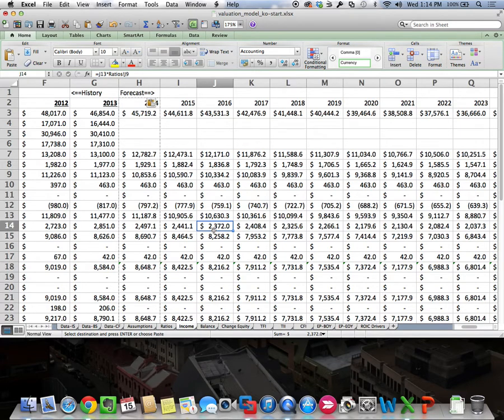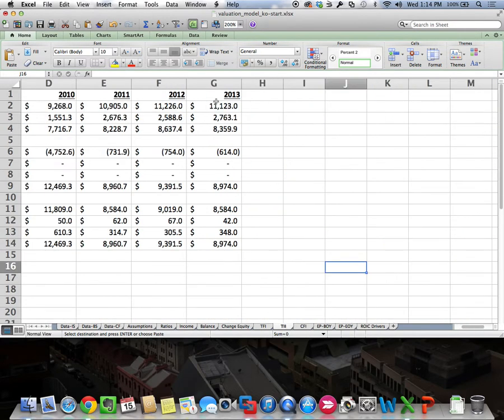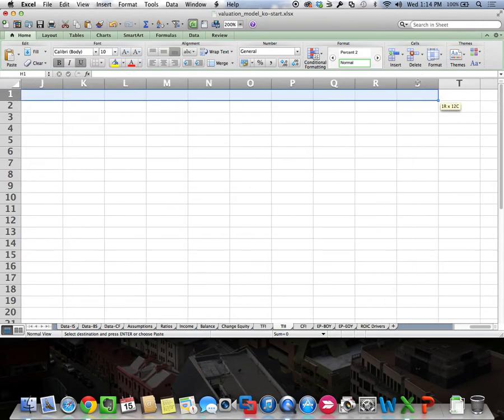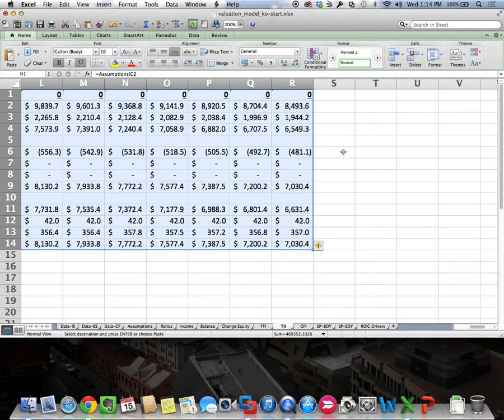Finally, we want to go to the TII tab, which is all a relative reference to that income statement. Take the 2013 TII, copy it, go out to column R, paste it. I now have a forecast of TII, which balances going out to 2024.